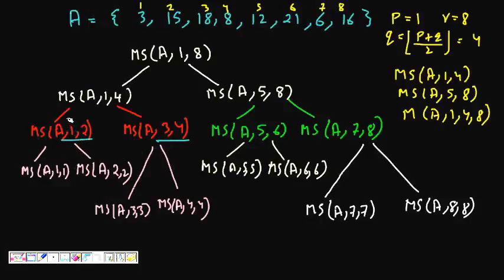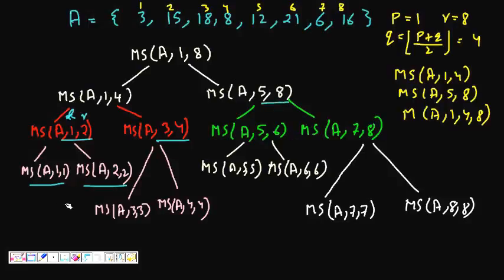Now what happens again? L is less than R, so it is called again, and Q, the middle point, is (1+2)/2, which is 3/2, and the floor is 1, so MS(1,1) and here MS(2,2). This way we see the recursive calls happening for the merge sort algorithm. Here (1+8)/2 gives 4, so Q is 4, so MS(A,5,8) is called.